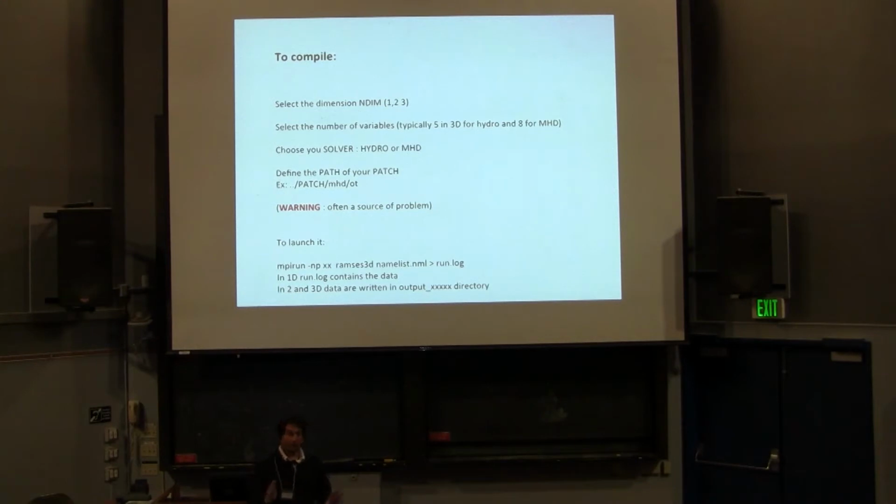In 2 and 3D, they are written in a different directory. One directory per output is created, and your results will be located there. You will see a file like amr, which contains the grid information, and hydro, which contains the hydro information. You will also find gravity, if you have gravity, and particles, if you have particles. Okay, so there will be one set of files per physical processor, say.